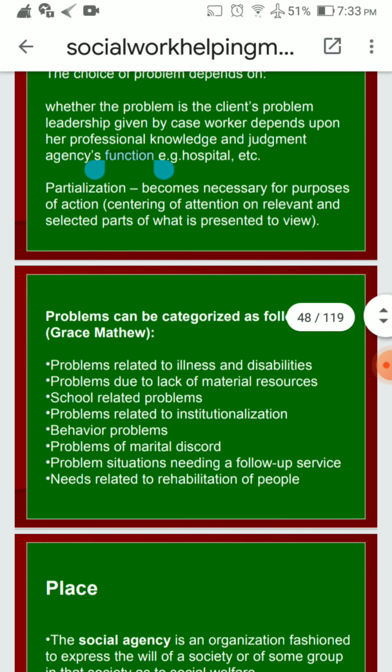Another, partialization becomes necessary for purposes of action, centering of attention on a relevant and selected part of what is presented to view. Ito na yung sinasabi ko last Sunday na you need to have this kind of skills because this is really important and this is really, anong sa Tagalog yan, gamit na gamit.